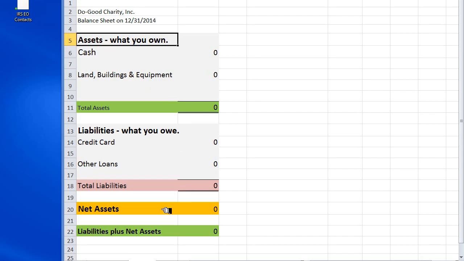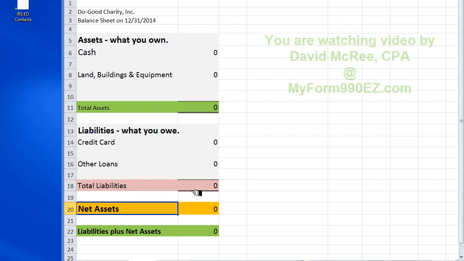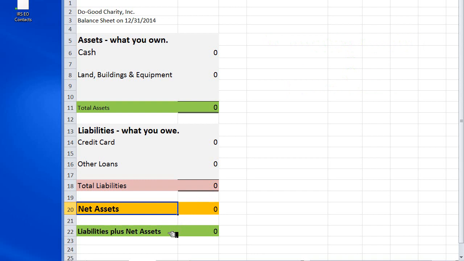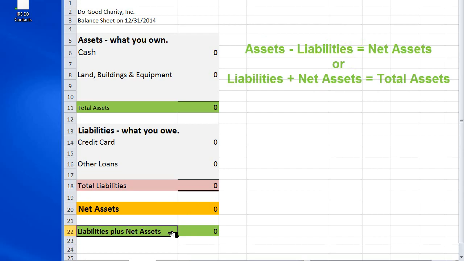Then we have net assets down here. Net assets is just what's left over after you subtract your total liabilities from your total assets. In other words, if you liquidated the business, the charity, what you have left over would be your net assets. Then at the bottom here we have liabilities plus net assets, and this is just part of the double entry bookkeeping formula. So we know that we're in balance.